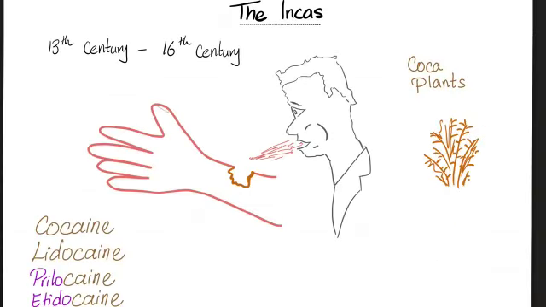Next, the Incas. They discovered that coca plants, aka cocaine, have some analgesic effects. Analgesic: an means no, algesia means pain. Analgesia, no pain. So the doctor would chew some coca plants in his mouth and then spit those extracts into the patient's wound to alleviate the pain of surgery. This is the exact same thing that the surgeon or the dentist does to you today, using cocaine, lidocaine, procaine, etidocaine, bupivacaine, etc. Hashtag local anesthesia.